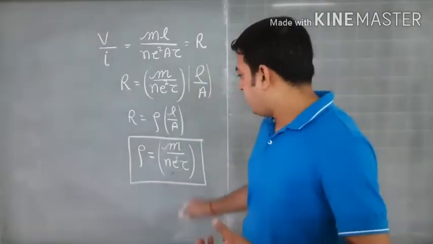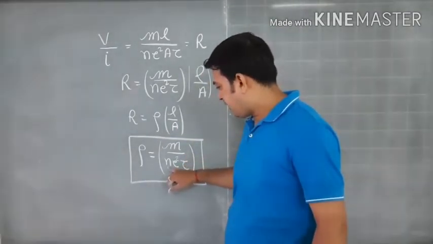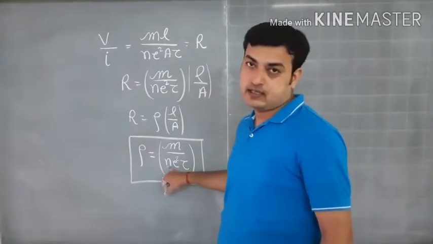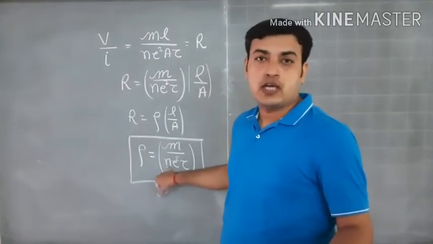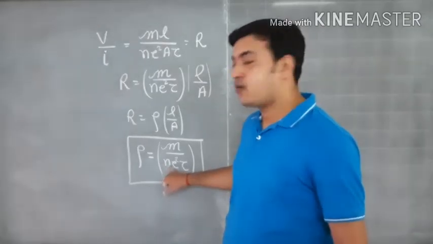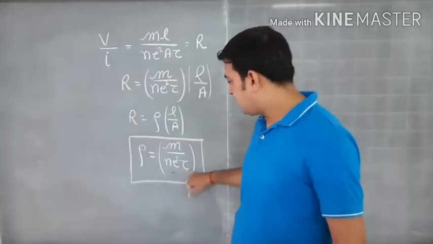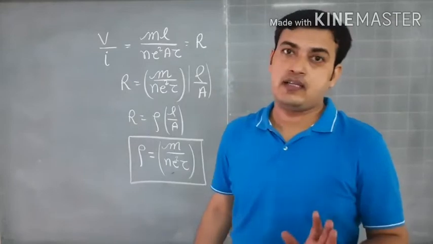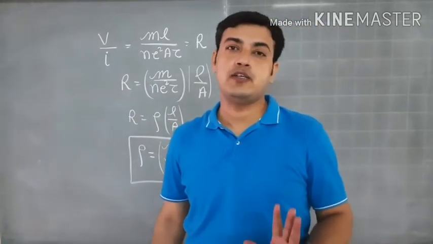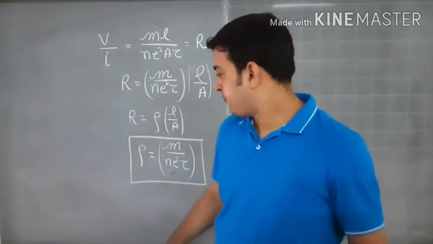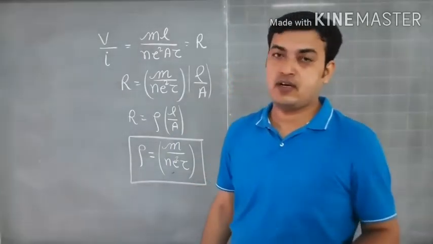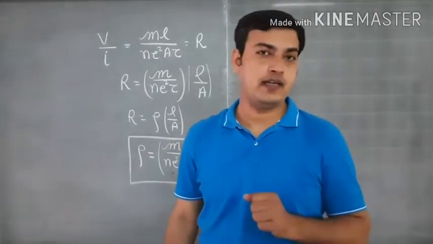In fact, it depends only on two factors: the charge concentration, or you can say the number of electrons per unit volume, and the relaxation time, and that is purely the property of the material. So resistivity does not depend on length, does not depend on the area.